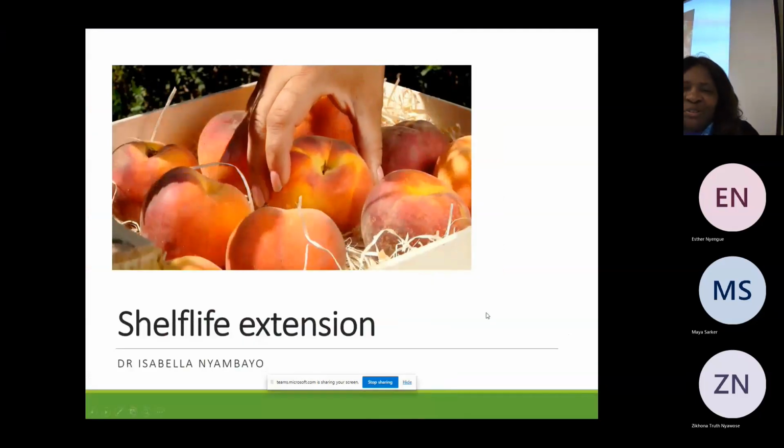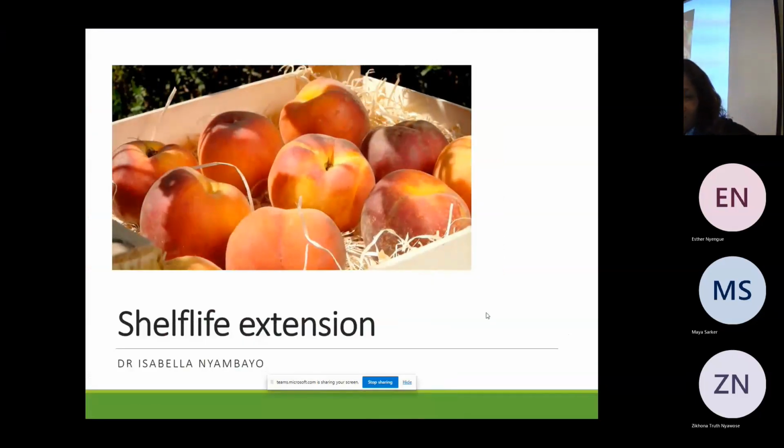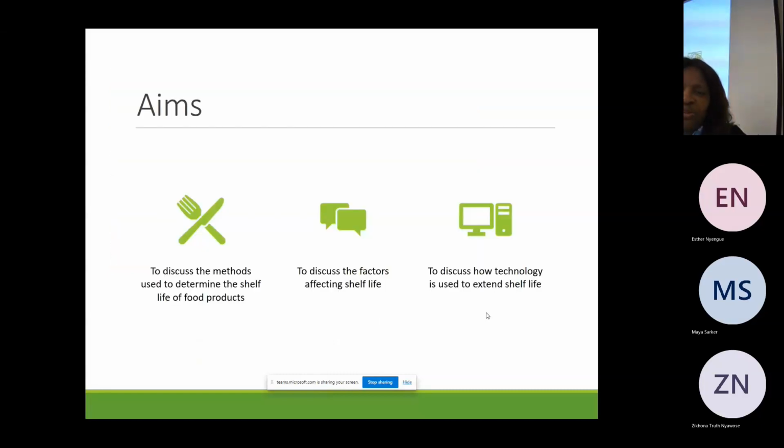Okay, so this week I'm going to talk about shelf life extension, and I'll focus on about three things: the methods used to determine shelf life of food products, and also discuss the factors affecting shelf life, as well as discuss how technology is used to extend shelf life. Right.